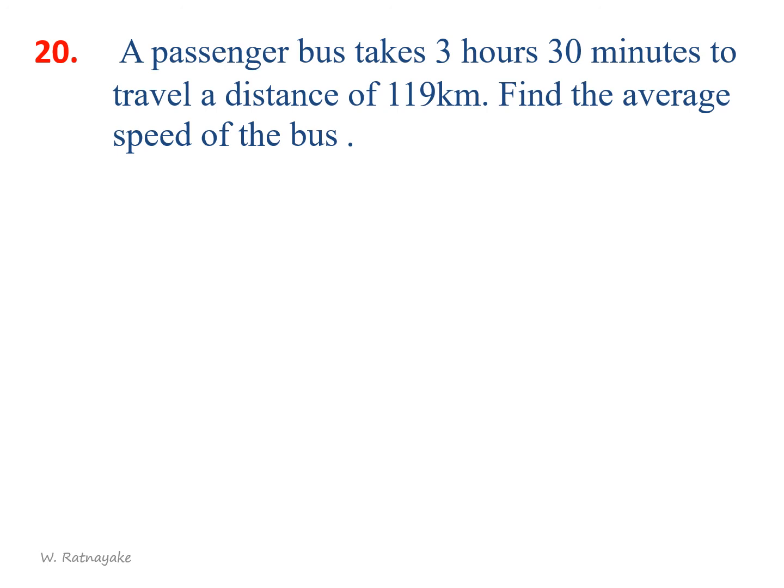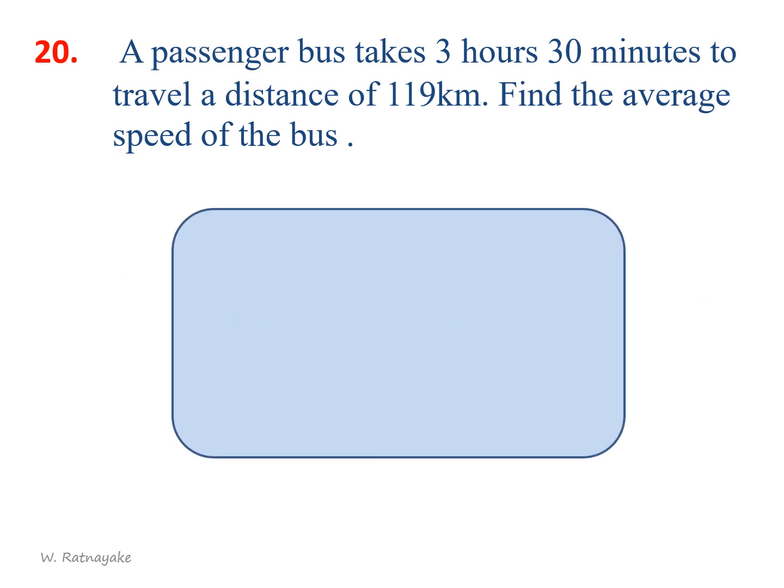So to find the speed, we have to divide the distance traveled by the time taken. So it should be 119 divided by 3.5. How do you get this 3.5? 3 hours and 30 minutes. Now these are 2 units, hours and minutes. We have to make it a single unit. So convert this 30 minutes to hours. It gives half an hour, so 3.5 hours.